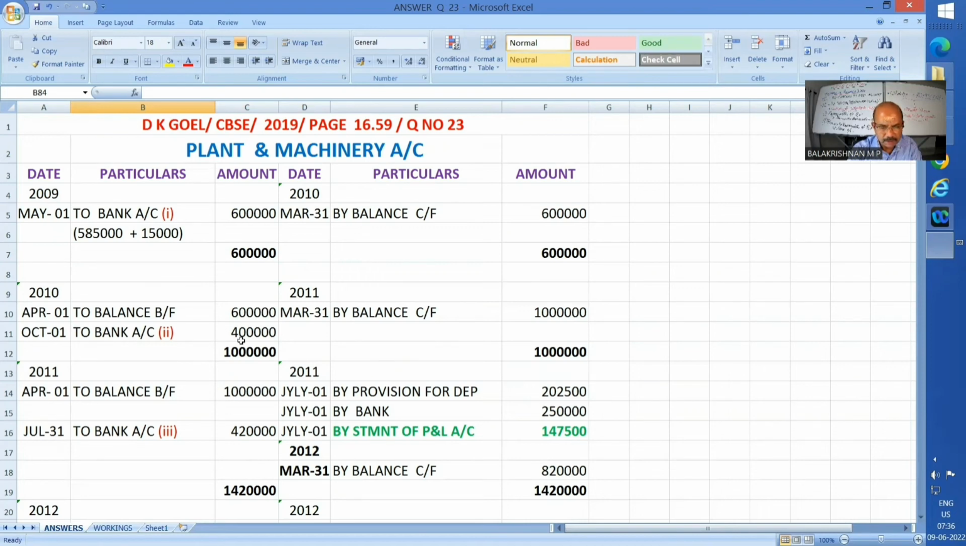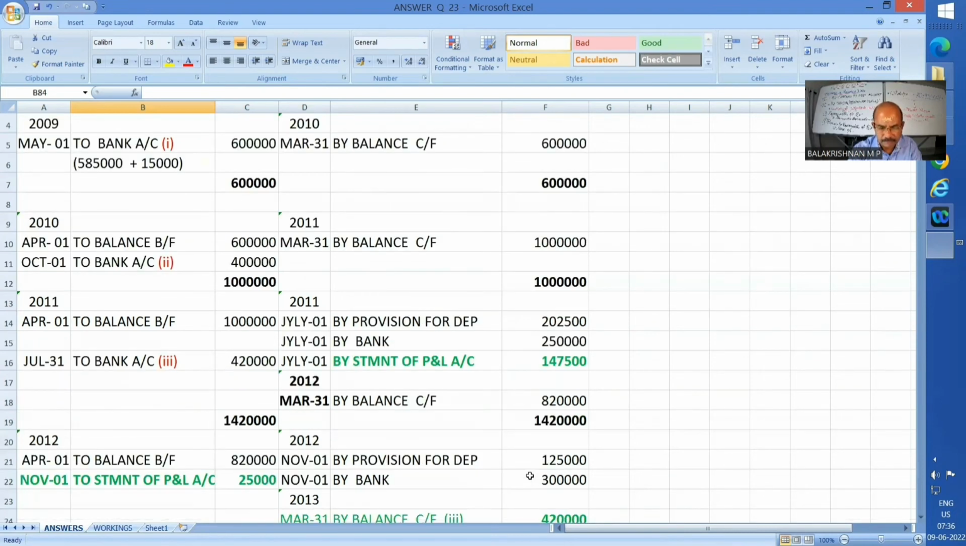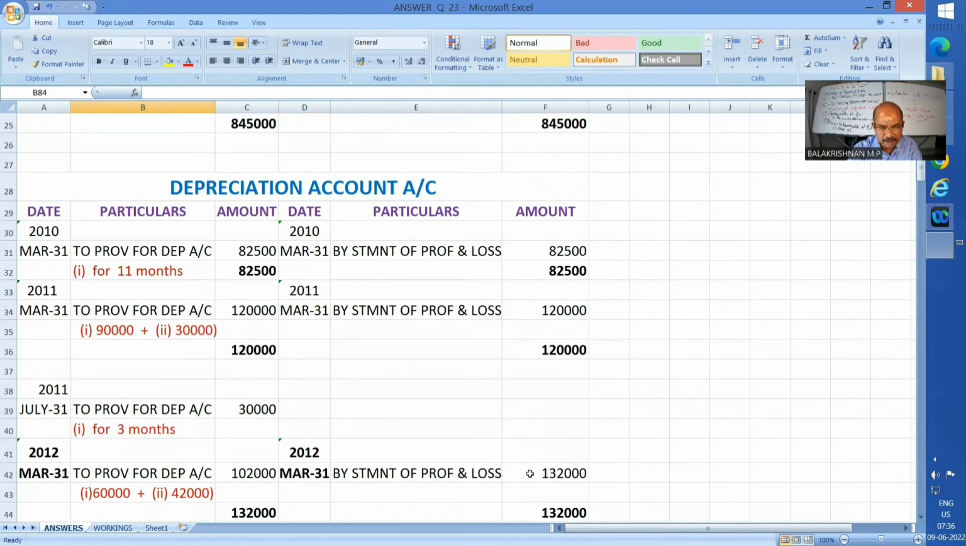See, first machine sold off, second 44 lakhs, and third 4,20,000. Hence 8,20,000. That's also we are reconfirmed. Fine. Then next one, depreciation account.